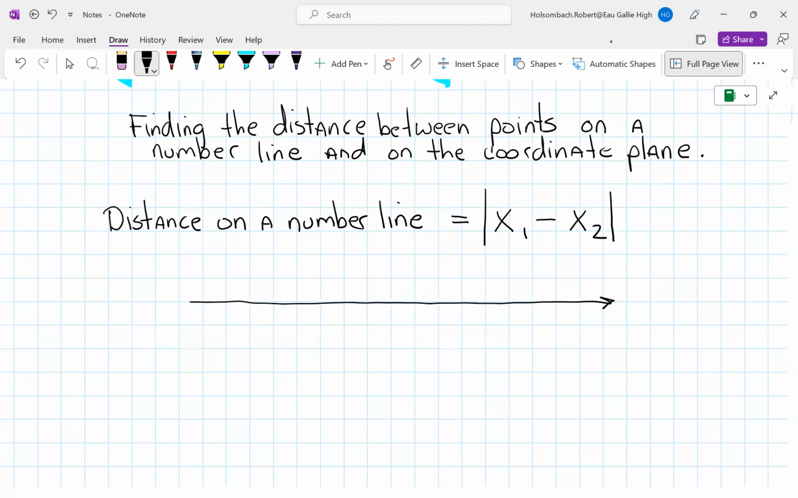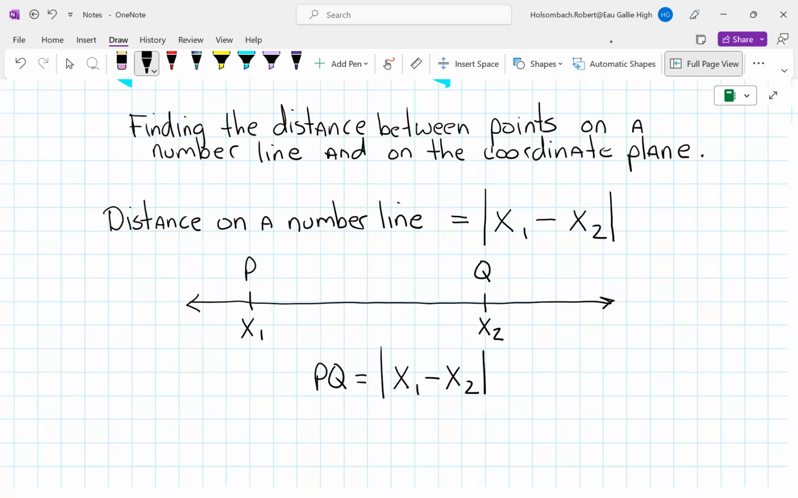If we're on a number line, and we've got point P right here, we're going to call its coordinate x sub 1. And if we got Q right here, and its coordinate is x sub 2, then PQ, which means the distance from P to Q, is equal to the absolute value of the difference in the points. You subtract the values that correspond to each point, and that gives you the distance.